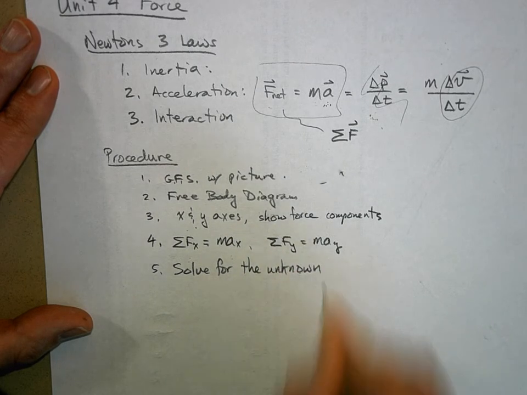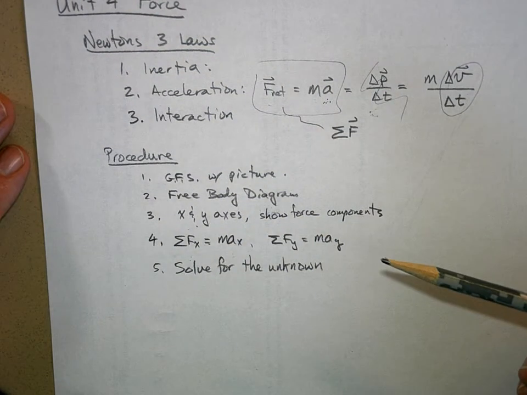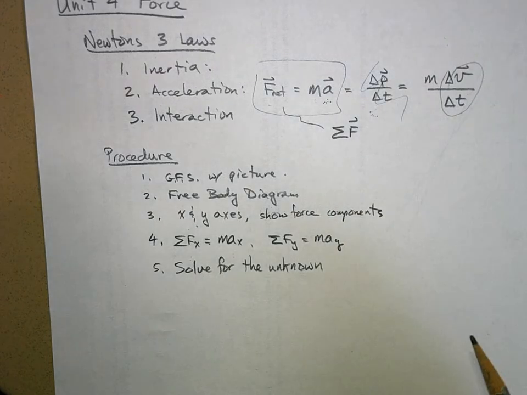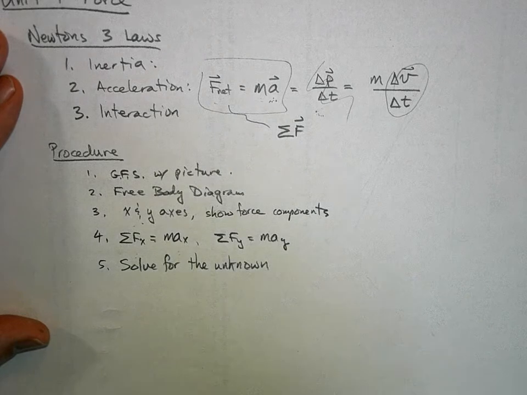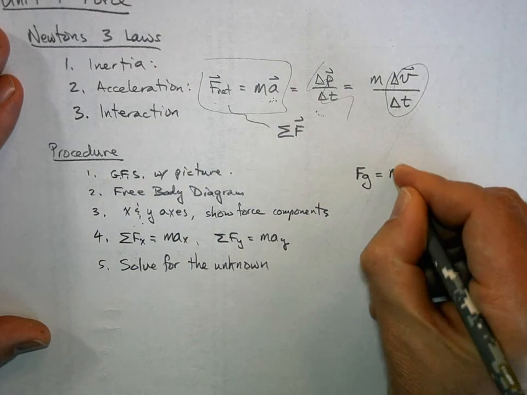So this is really a process that I want you to understand. The procedure for solving problems involving constant force. And what is this unknown? I don't know. It depends on the problem. It'll be different for every problem. Now there are some things you need to use with the procedure. You need to know that the force of gravity, the weight of an object, is equal to m times g.